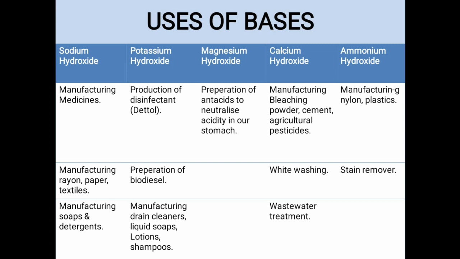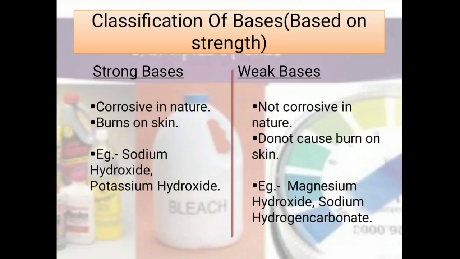Magnesium hydroxide is used for the preparation of antacids to neutralize the acid in our stomach. Calcium hydroxide is used for manufacturing bleaching powder, cement, and agricultural pesticides. It is used in whitewashing and wastewater treatment. Whereas ammonium hydroxide is used for manufacturing nylon and plastics, and it is also used for removal of stains.